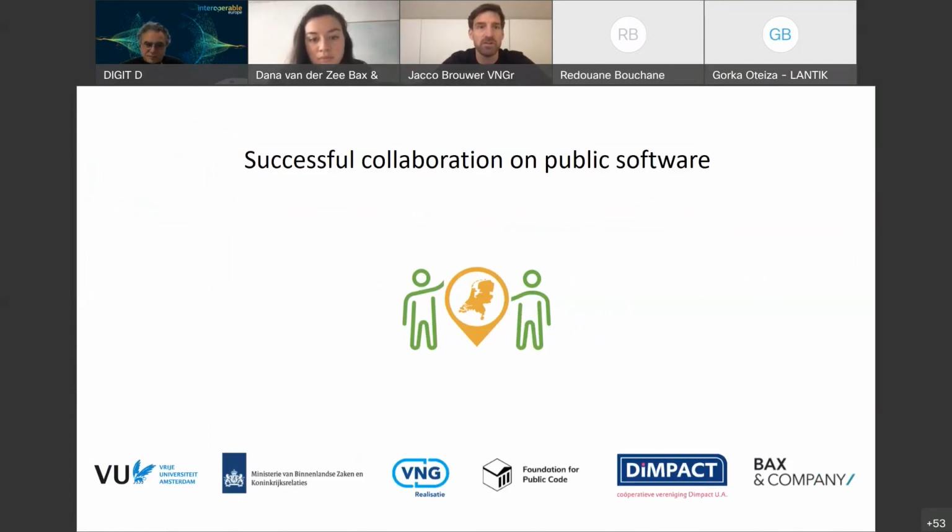What we're trying to achieve is successful collaboration on public software. As we speak, the momentum in the Netherlands hasn't been bigger than before when it comes to using open source and public software. We have a new coalition agreement in which open source is also getting a prominent position. We have a state secretary for digitalization. So we're actually experiencing the biggest momentum we have seen so far.